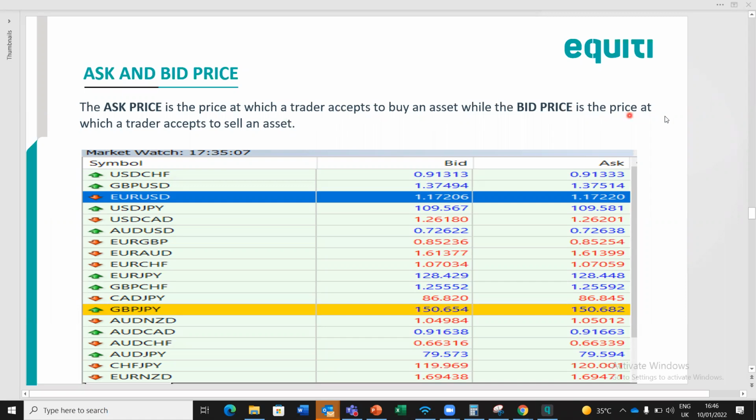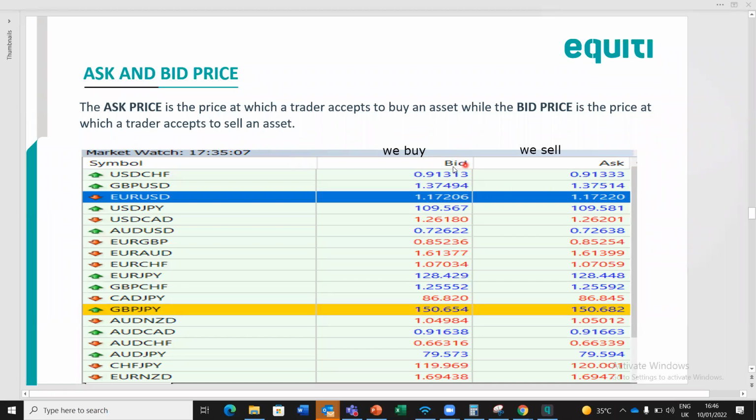While the bid price is the price at which a trader accepts to sell an asset. Now I'm going to make that really, really easy for you. So this is we buy, and this is we sell. All right. So I'm going to explain this to you in this manner. For banks, it is we buy, we sell.